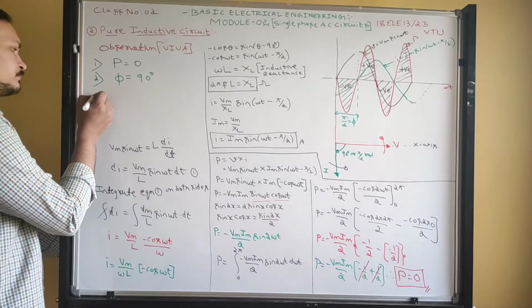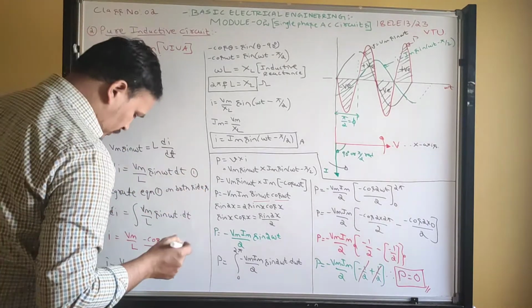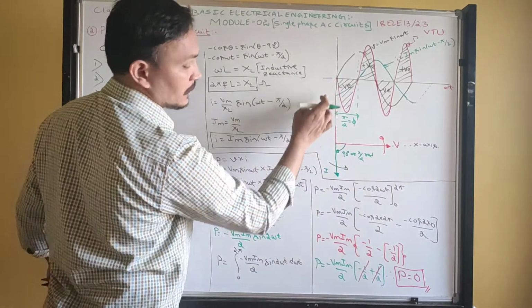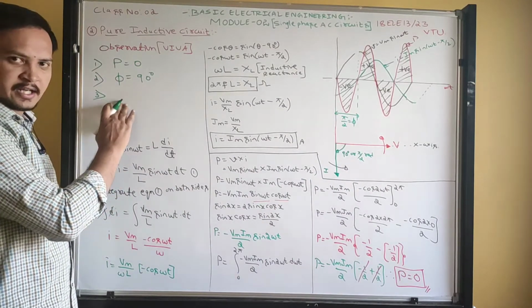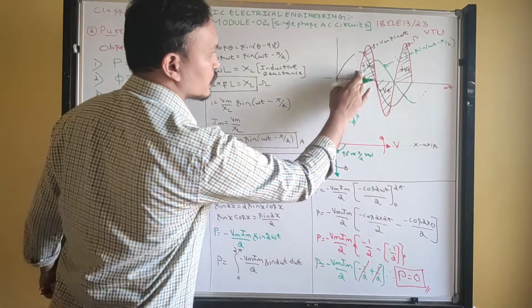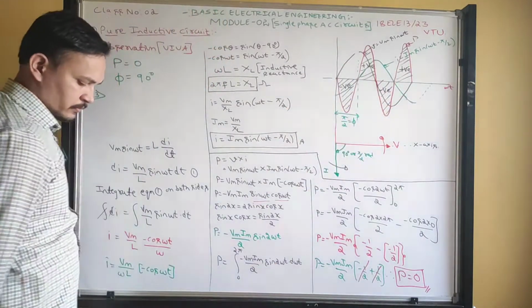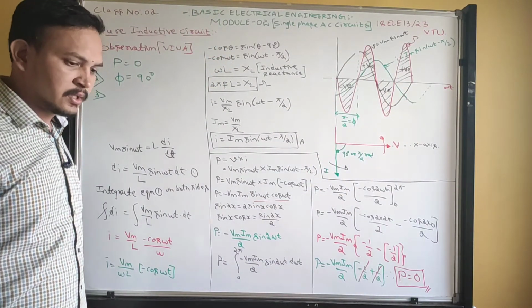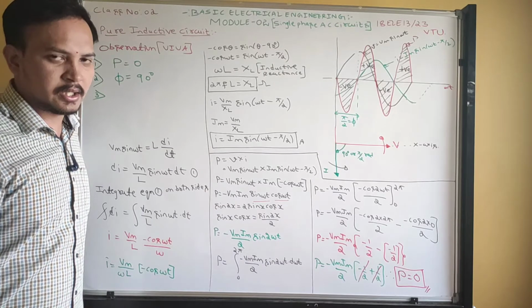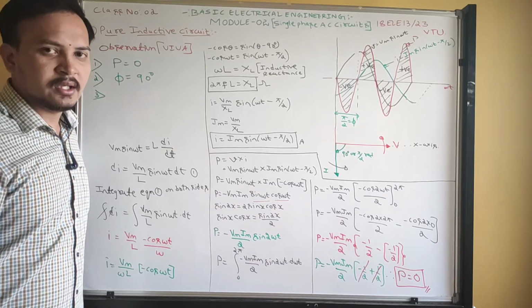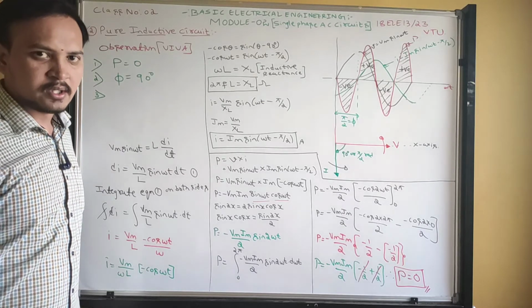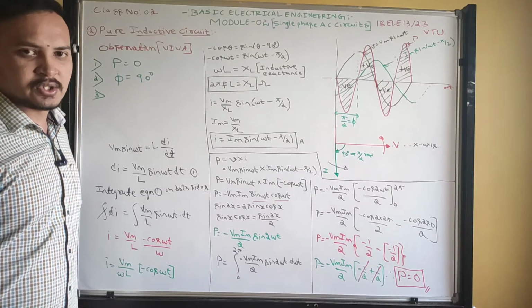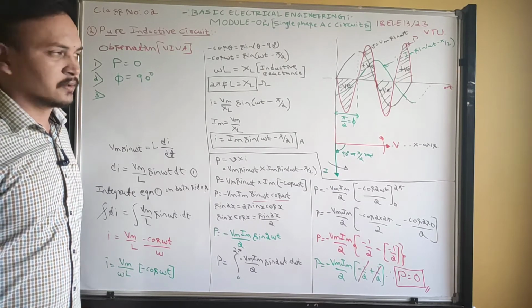Next, the shaded portion. Look at here. Next point, I will write: the shaded portion in the power waveform indicates energy stored in the inductor. The shaded portion in the power waveform indicates energy stored in the inductor.